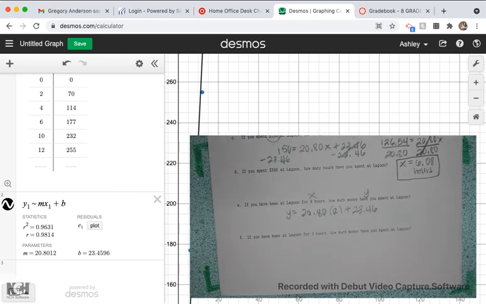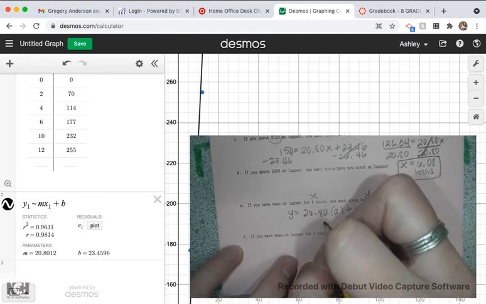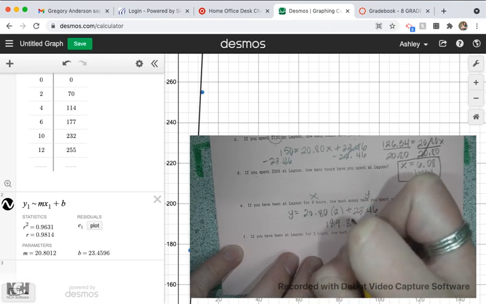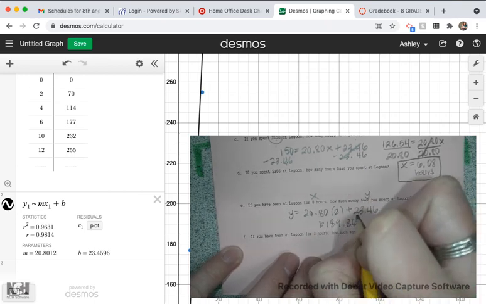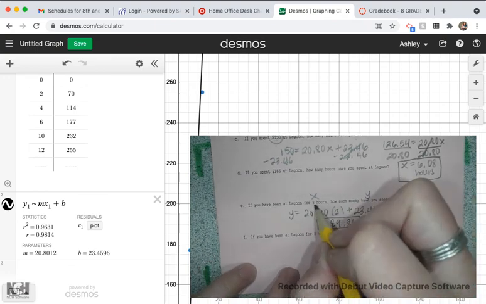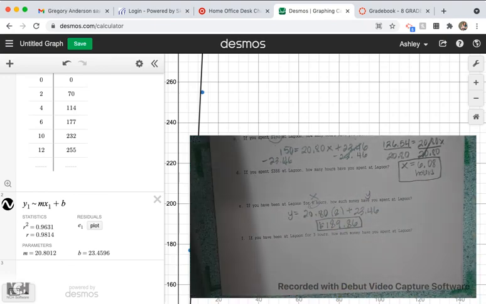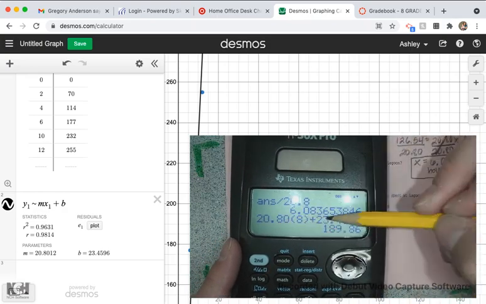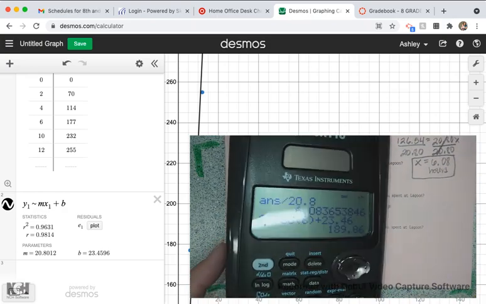So all you have to do for this one is plug it into the calculator, and you will get your correct answer, plus 23.46. So we get a total of $189.86. That's how much money we've spent at Lagoon if we have been there for 8 hours. And again, all I did was plug this 8 into my calculator, and I got my number, and that's it.